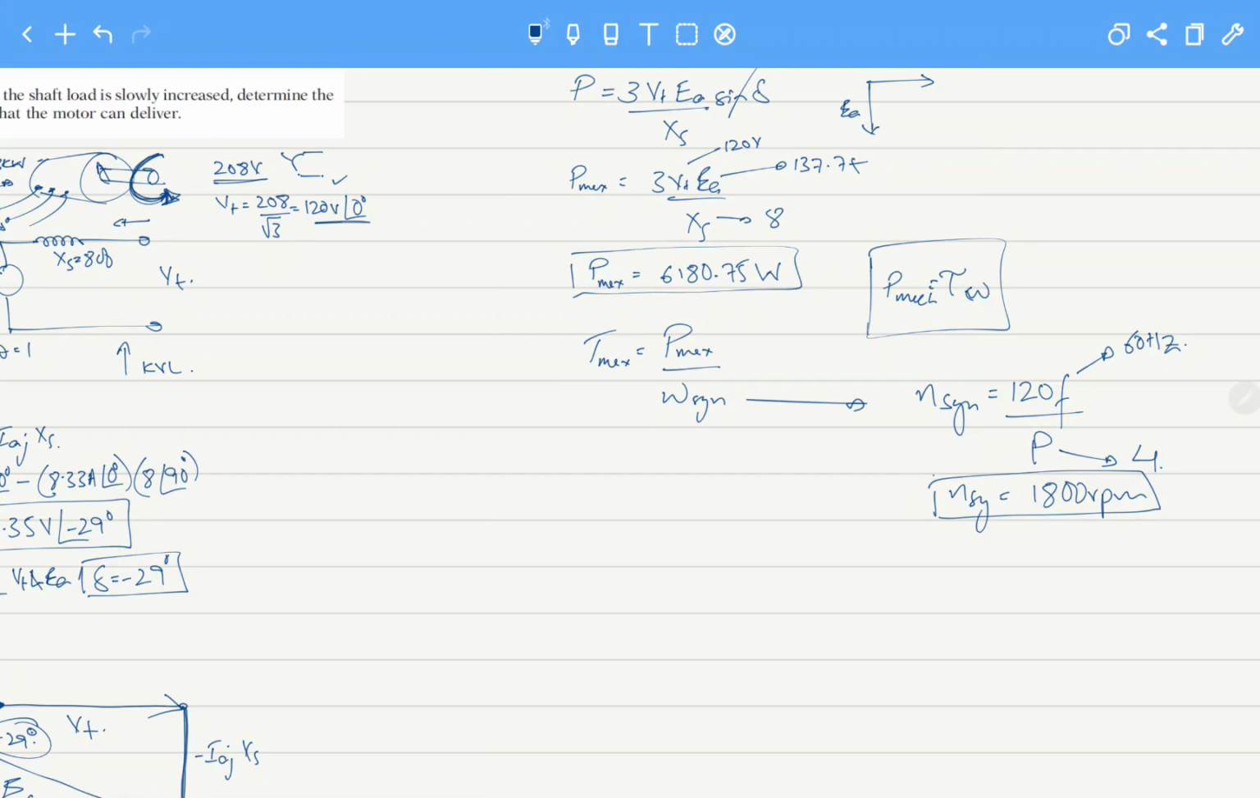And if we put these values in this equation to calculate the maximum torque, it will become 6180.75 divided by 1800 over 60 times 2 pi. This is 2 pi by 60 to convert this into radians per second. So the maximum torque that our motor can produce now is 32.8 Newton meters. This is the answer.